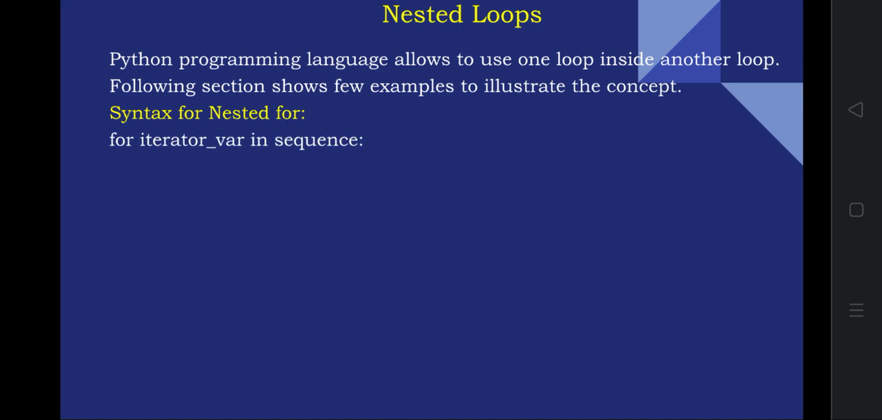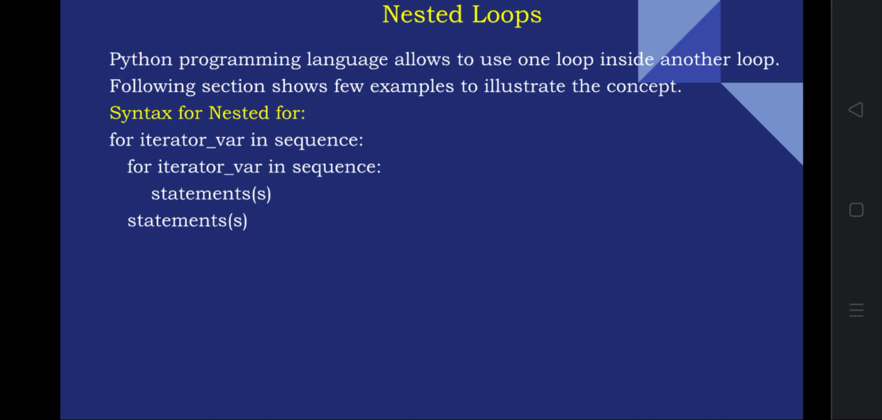The syntax for nested for: for iterating_var in sequence, for iterating_var in sequence, statements. We can see that the first set of statements is within the inner for loop, and the next statement is indented a little to the left, so it belongs to the outer for loop. So two such for loops are there. The example given is x equal to 1, 2 and y equal to 4, 5. For i in x, for j in y, print i, j.